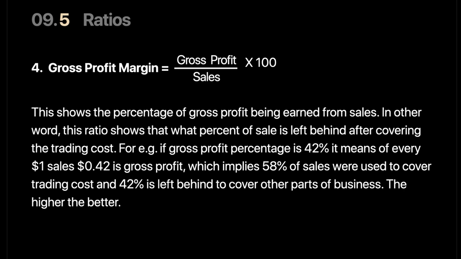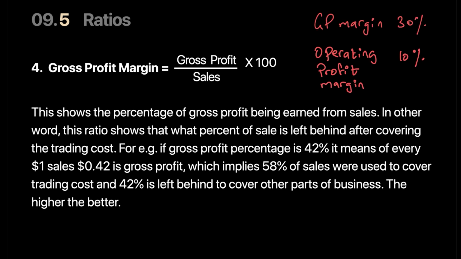It's interesting over here if we can compare gross profit margin and operating profit margin. Let's say there's a firm that has a gross profit margin of 30% and its operating profit margin is 10%. Now, what do you understand by this? I can describe it like this.